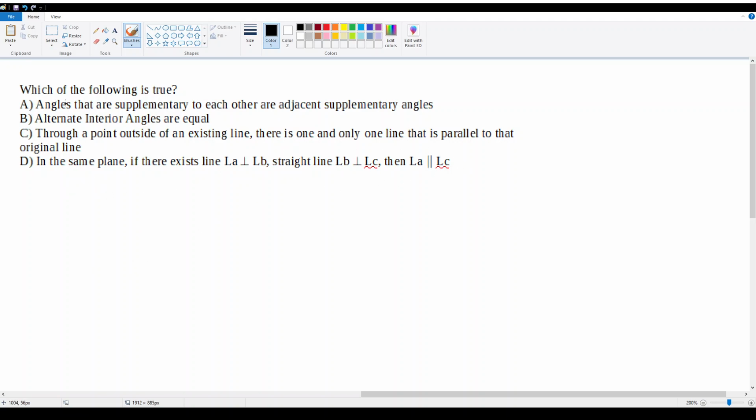Let's see. Angles that are supplementary to each other are adjacent supplementary angles. So, I just said that angle 1 plus angle 2 is equal to 180 degrees. But it didn't specify that they're beside each other. They just have to be equal to 180. So, it's not always like that. So, A is wrong.